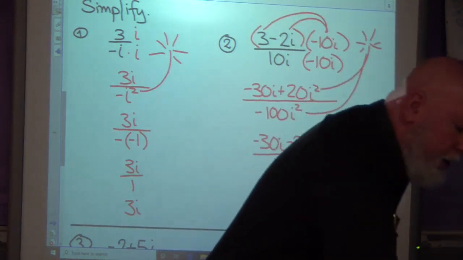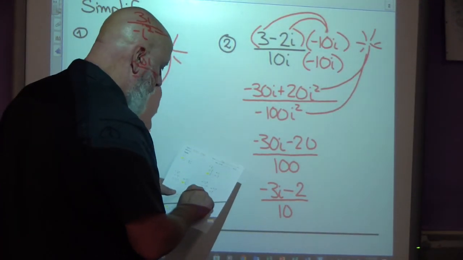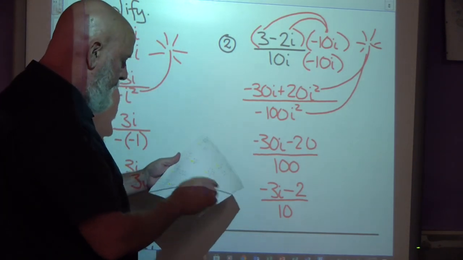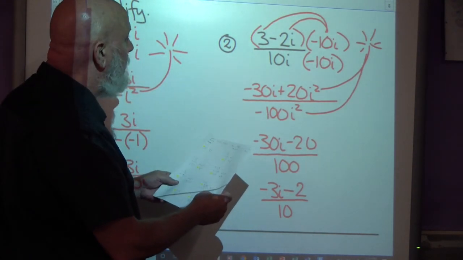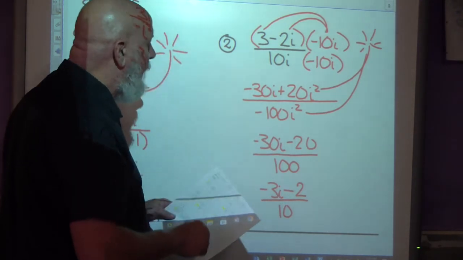And I'll check my answer sheet. And yay! Let me see if that is right. Let me see if I can find it. Negative 3i minus 2 over 10. Yay, that's correct.